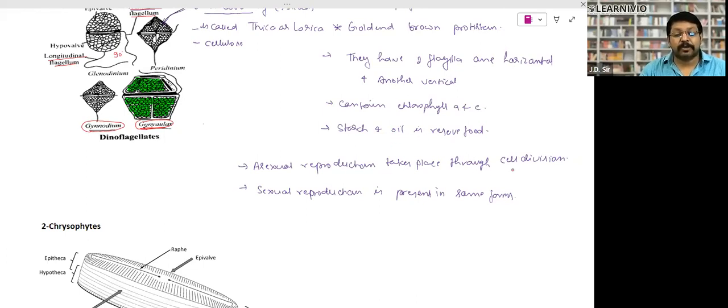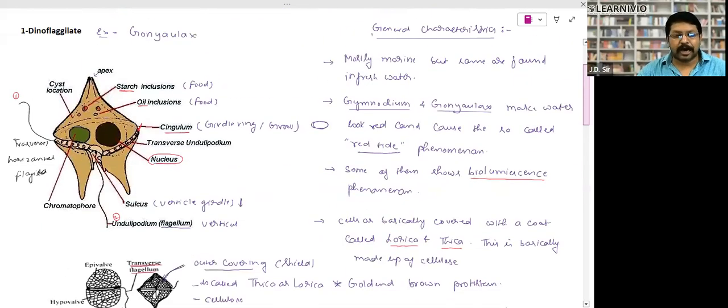Asexual reproduction takes place through cell division. They normally divide asexually by cell division. Sexual reproduction is found in some. Tell me, is it clear or not? Dinoflagellate, clear or not?